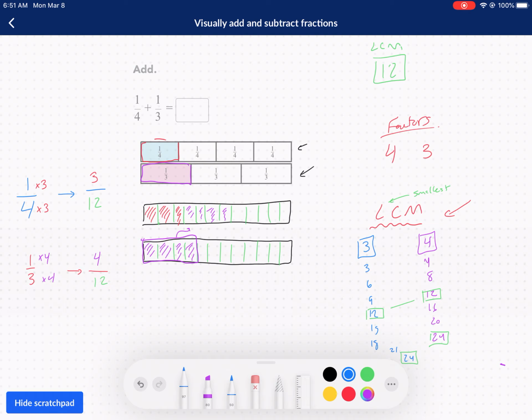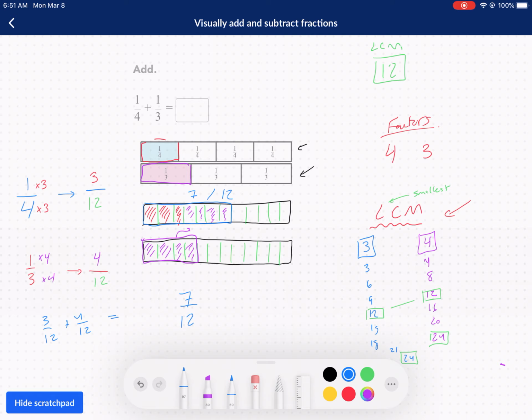And now I can count, okay, how many total 12ths did I have? Well, if I'm adding these, I have 1, 2, 3 in red, 4 in purple. So I have 7 out of the total, which is 12. So 7 12ths. Okay, and how did I do that over here? Well, I just had 3 over 12 plus 4 over 12.